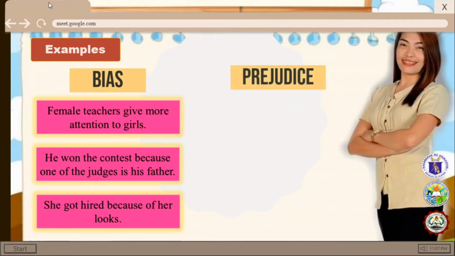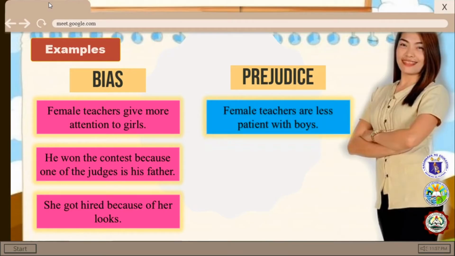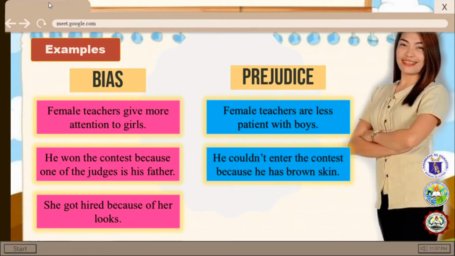For comparison, let's change the sentences to prejudice. Sentence number 1. Female teachers are less patient with boys. The teacher has a negative evaluation on boys, thus making it prejudice. Sentence number 2. He couldn't enter the contest because he has brown skin. This shows what? Yes, racism. He was discriminated because of his color.